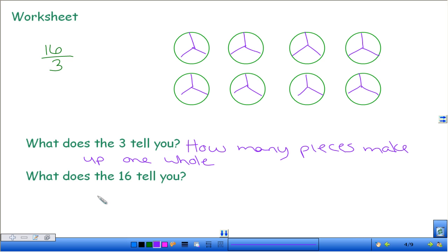Second question we need to answer is, what does the 16 tell us? So up here in our numerator we have 16. What does that mean? How many have you colored? Very good. That means how many need to be colored in, right? If we had the fraction 1/3, that means I'd have to split the circle into 3 pieces and I'd color in how many? 1. So if I have 16 I need to color in, I'm going to color in 16 pieces. I'm going to use a highlighter, and you guys go ahead and do that on your worksheet. So color in 16 pieces.